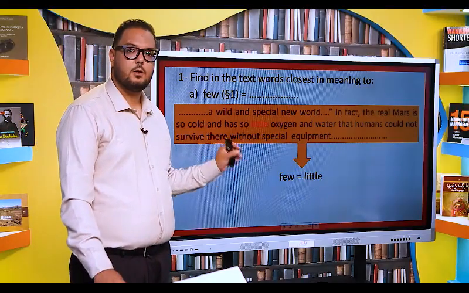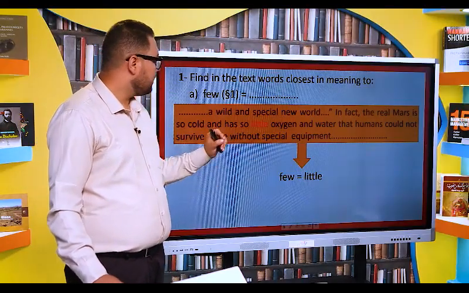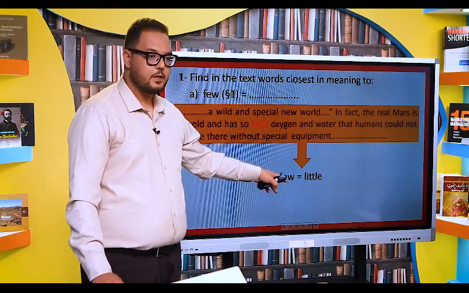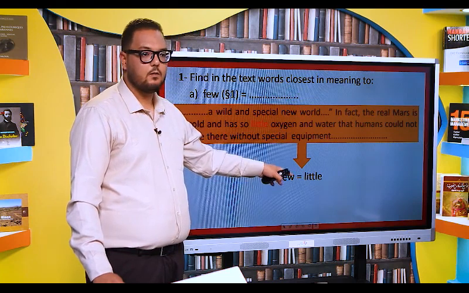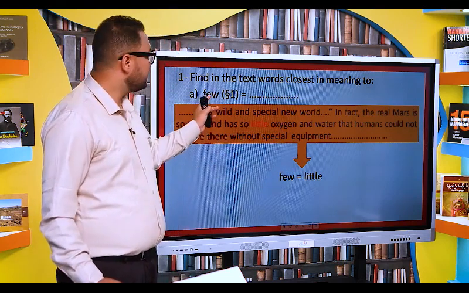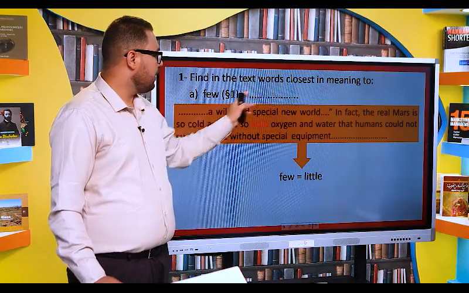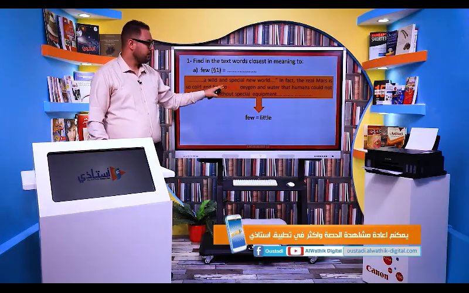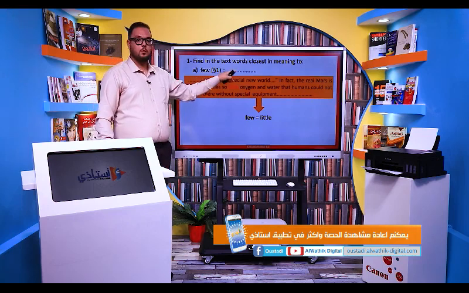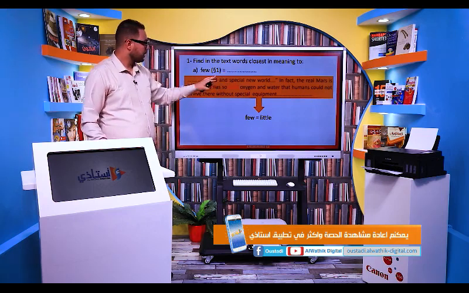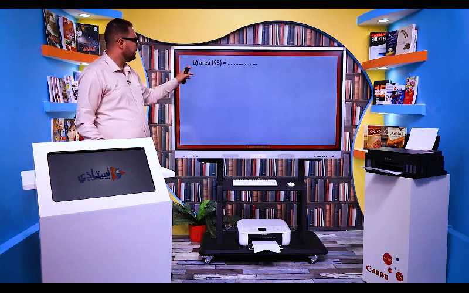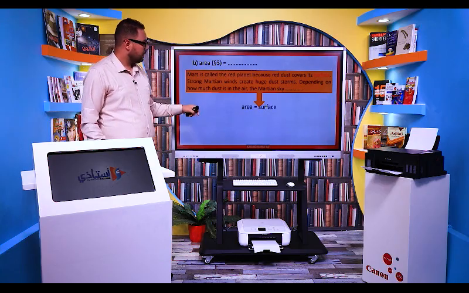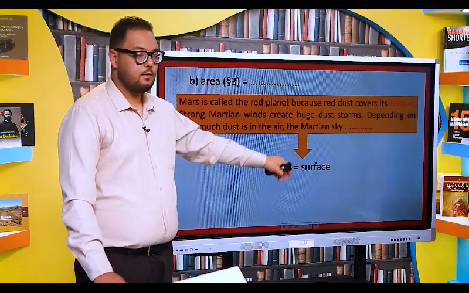And make sure, in the answer for this question, always to conserve the category of the word. So here we need the meaning of an adjective. It must be an adjective. When we need a verb, we must find a verb. The next one, "area", which is a noun. The synonym of area is "surface".